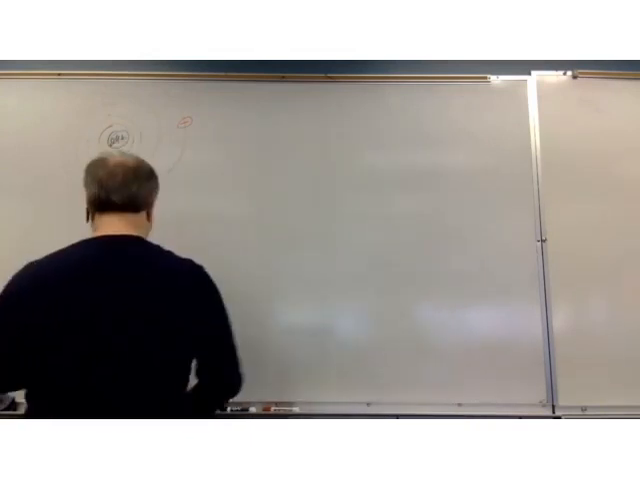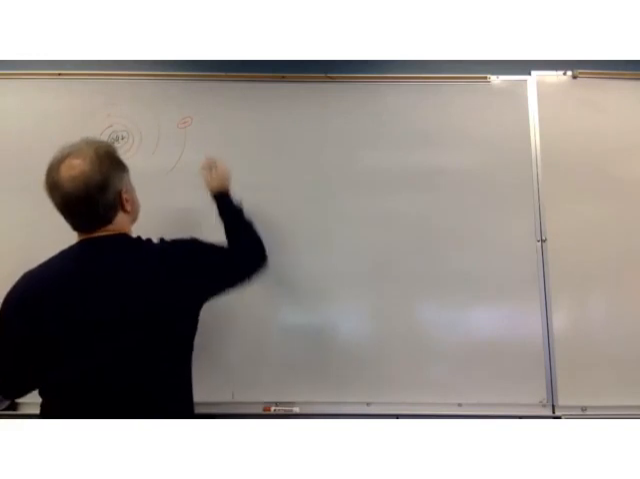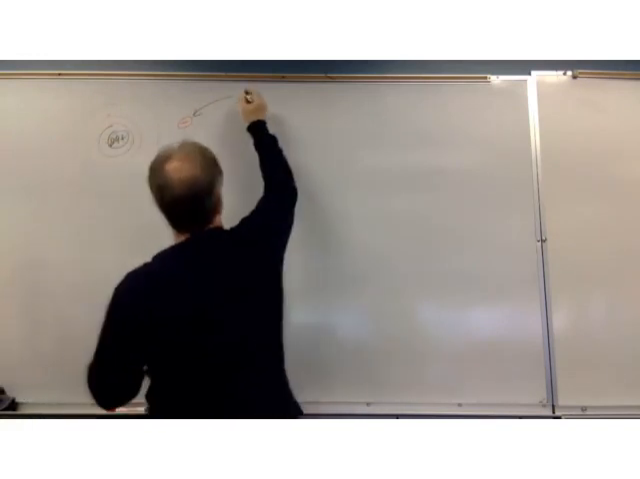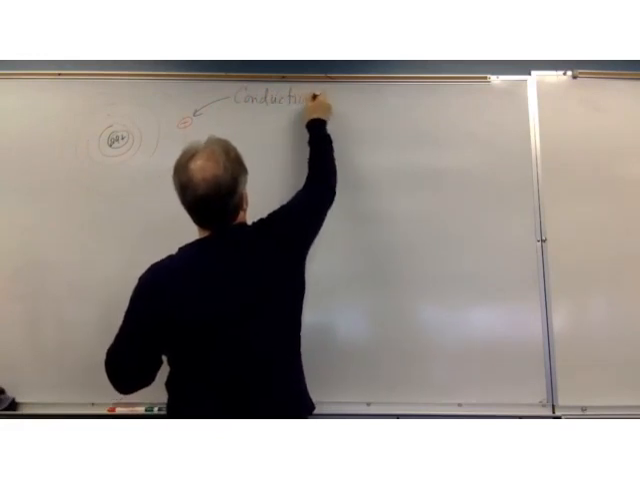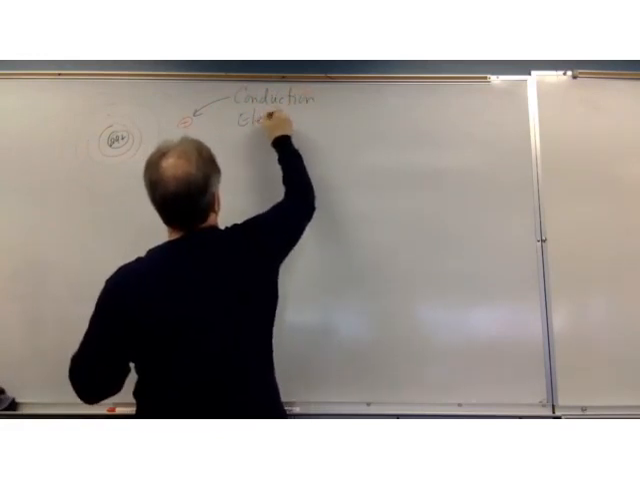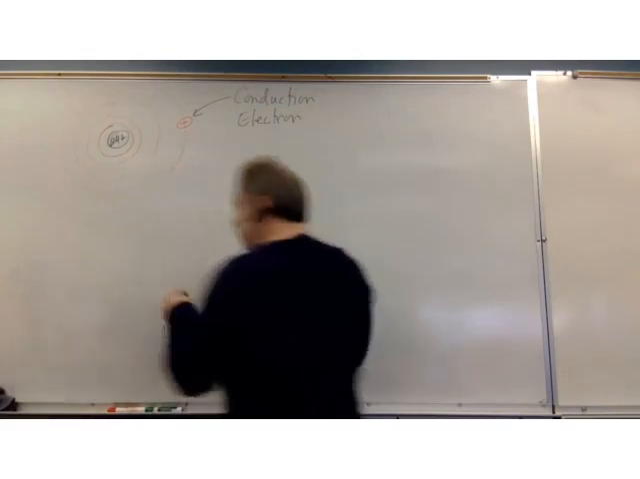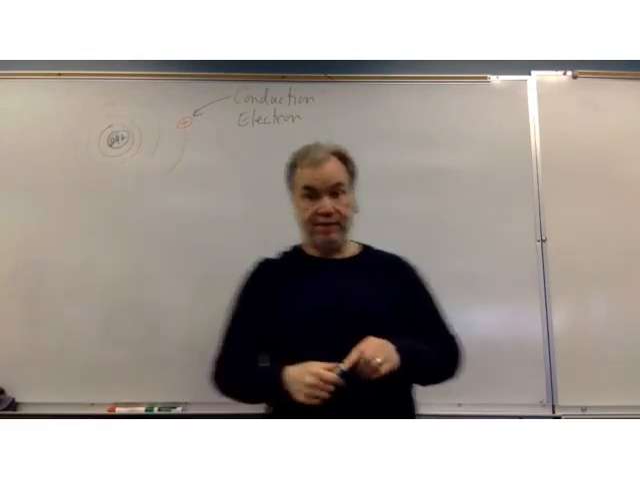And these guys have a name, and again, you've probably heard about it in chemistry. Anyway, they are called conduction electrons, also known as valence electrons to chemists.